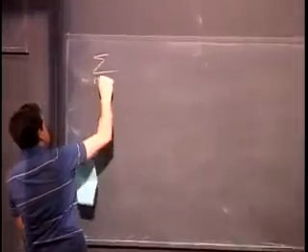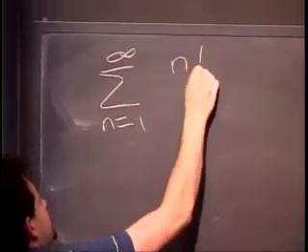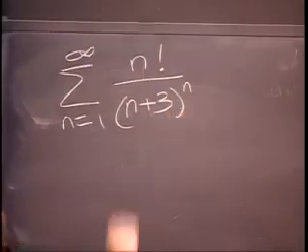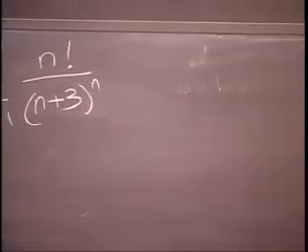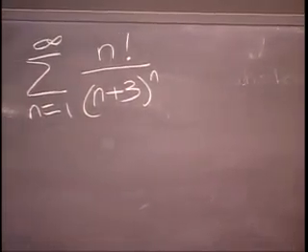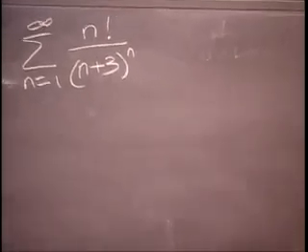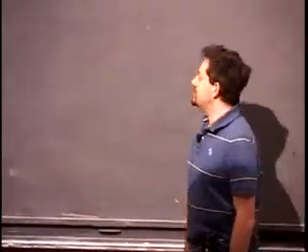All right. Hard ratio test problem. The sum of n factorial over (n plus 3) to the power n. It's very tempting to use the root test because in the denominator you can easily take the nth root. Unfortunately, the nth root of a factorial is kind of nasty unless you know something very useful called Stirling's formula, and we don't know it.